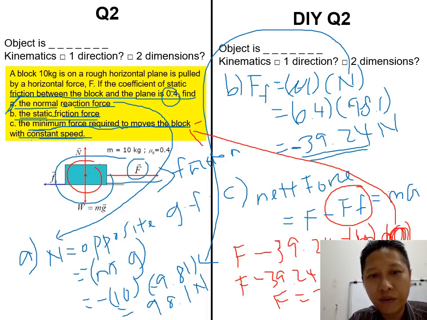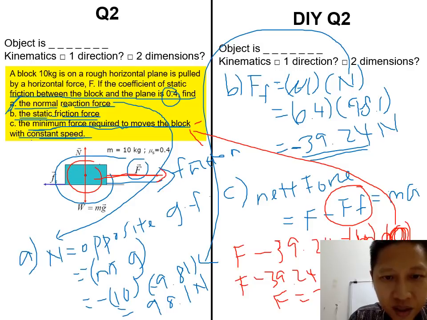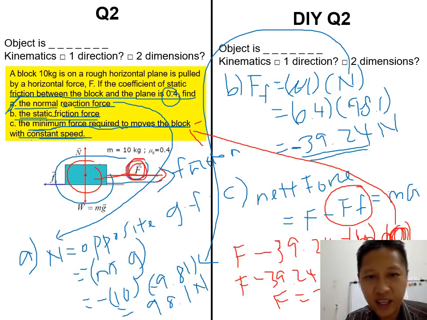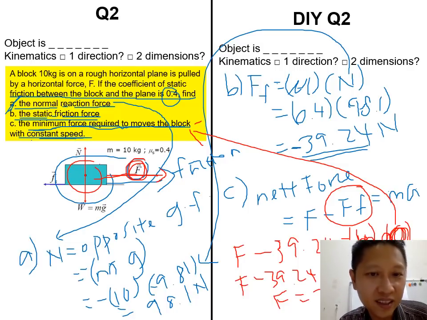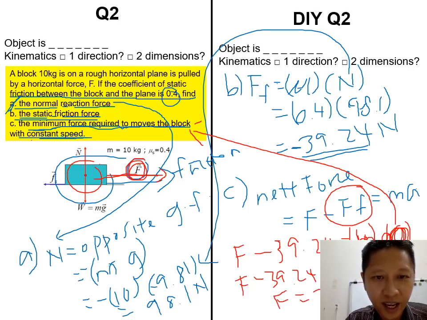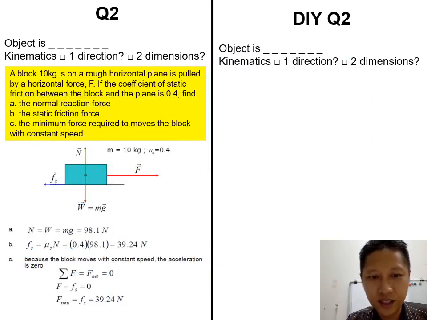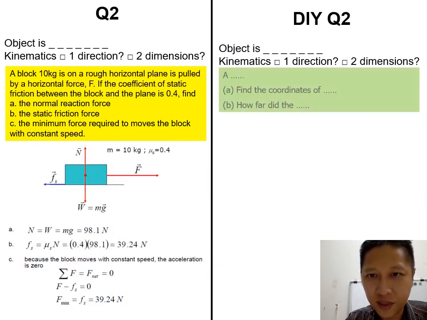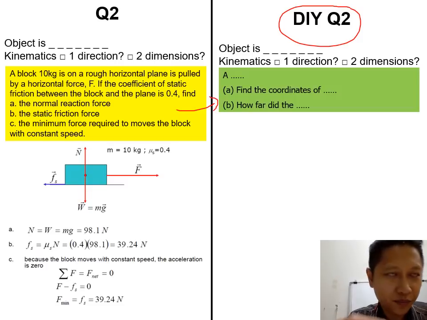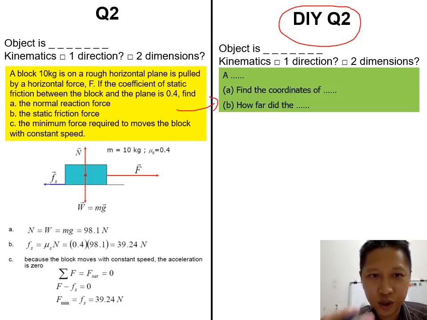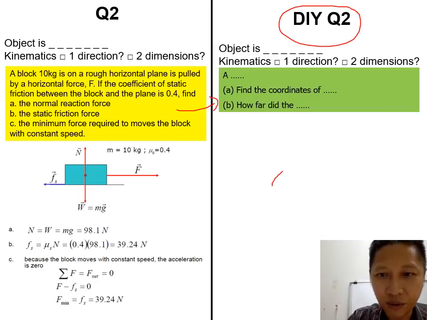This means that in order to move this block, we need somebody saying, I'm going to contribute 39.24 Newton to the right hand side. At the end, the block is going to move but at a constant speed. Let's go to Q3. Oh, before Q3, remember to do Q2 yourself. You can change the story, you can change the numbers, and then you solve it.